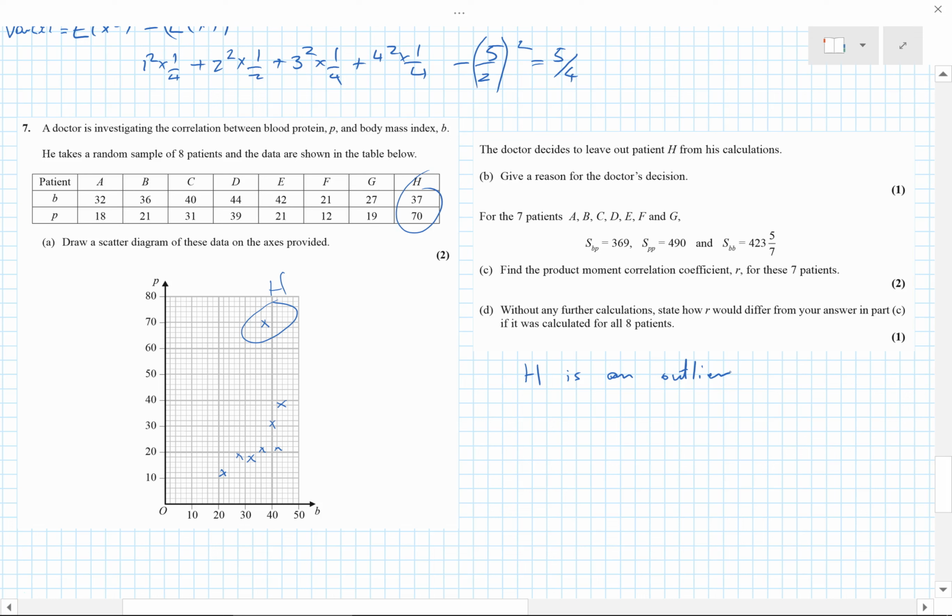So, looking at the blood protein and body mass index, which is B, the blood protein level is unusually high for this patient, but that wasn't required in this particular scheme. Okay, that is one pretty easy mark.